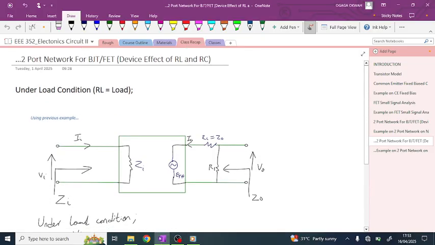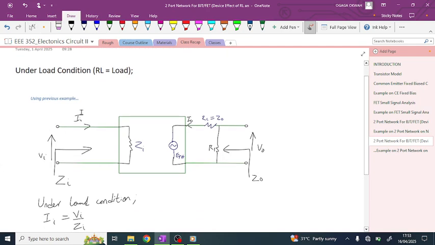In this video we are going to work on the two-port network for BJT and FET device, the effects of RL and RC under load condition. In the last video we did it under no load. In this video we are doing it under load condition. Of course, we are using the same example, the previous example.